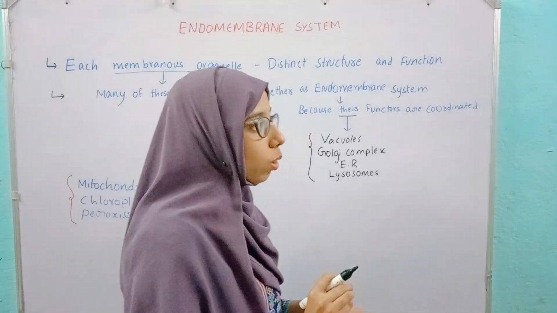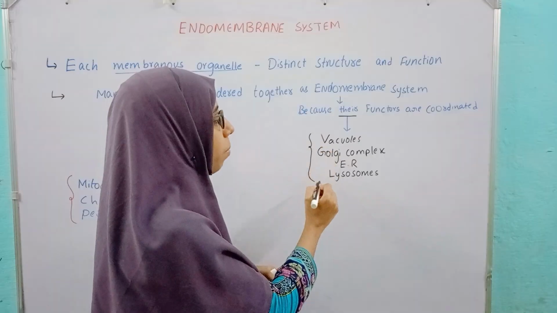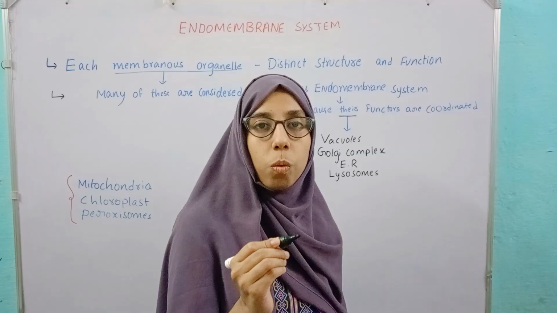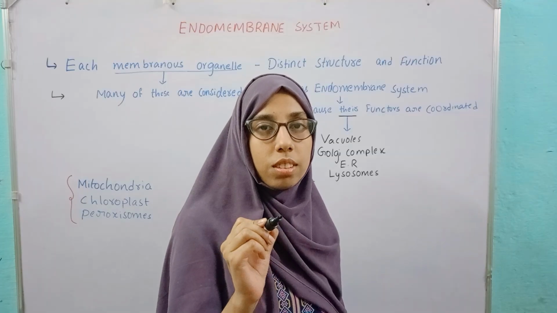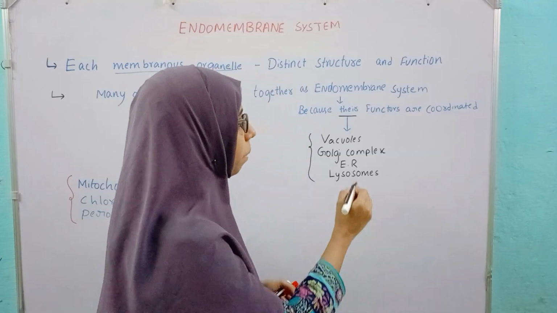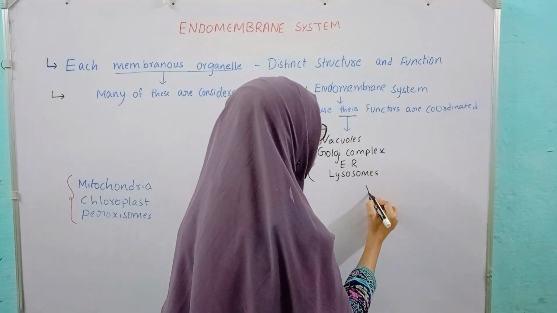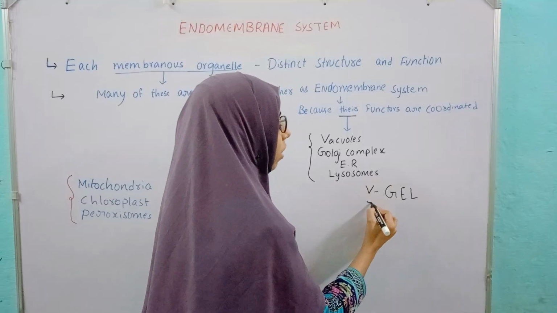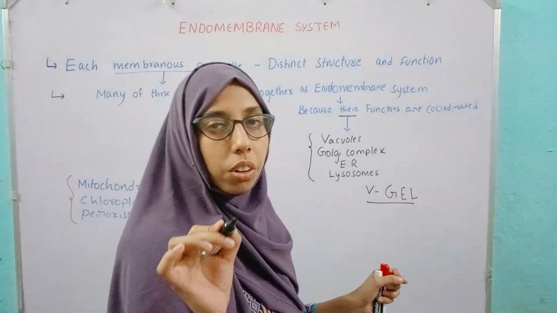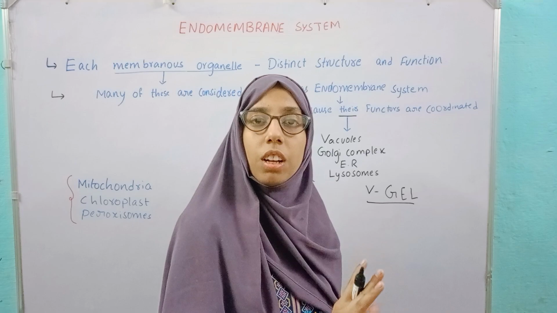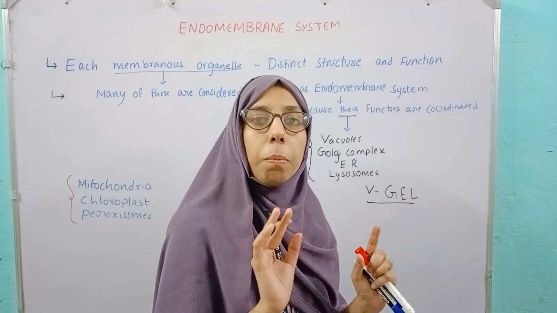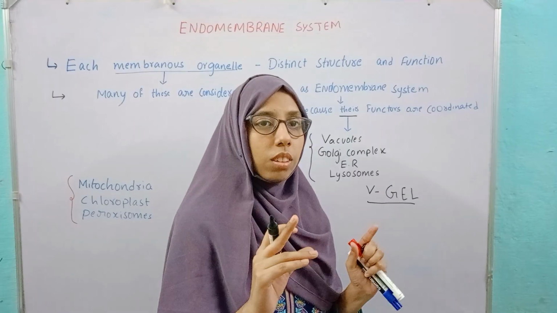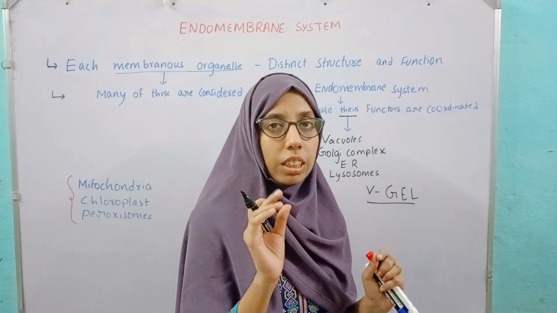So these together form the endomembrane system, and it is important for us to remember what forms part of the endomembrane system and what does not. We can remember these organelles by using a simple trick: VGEL. VGEL is the simplest trick to remember all the organelles that form part of the endomembrane system. This trick helps us to remember it easily.